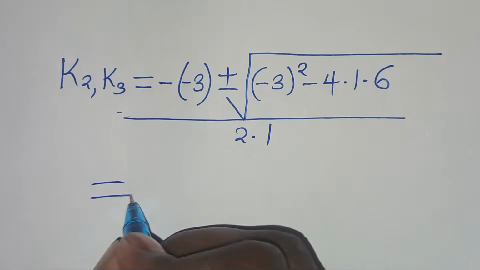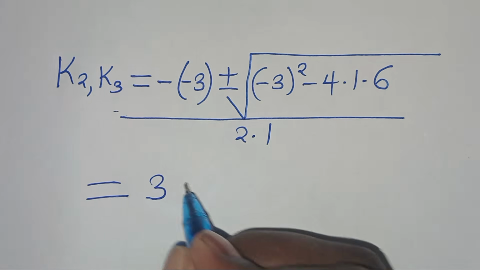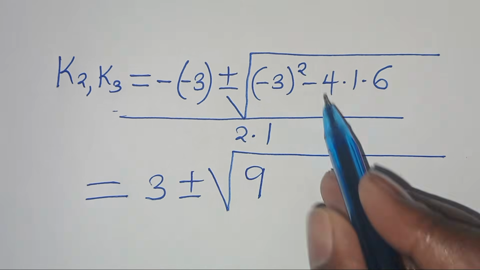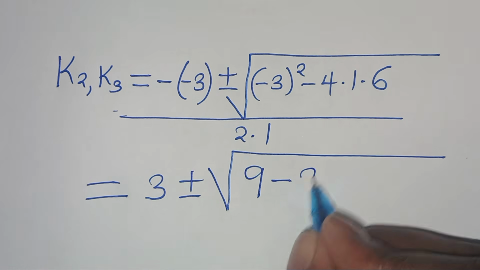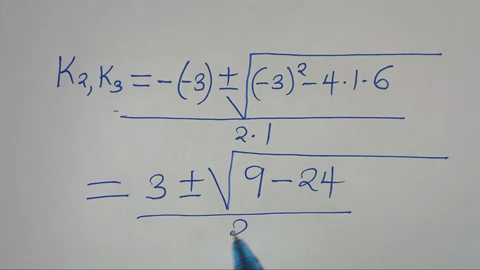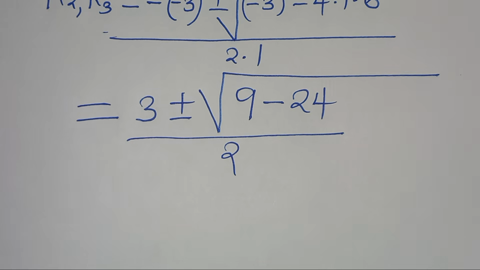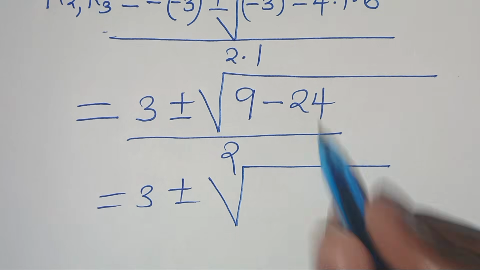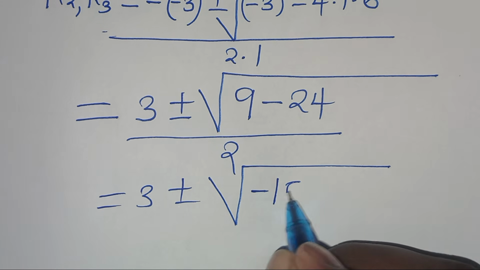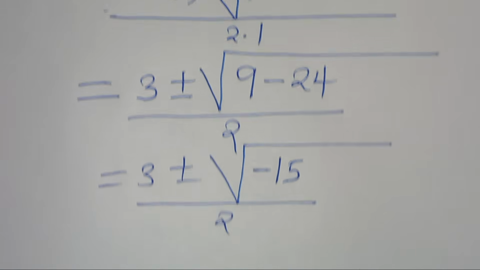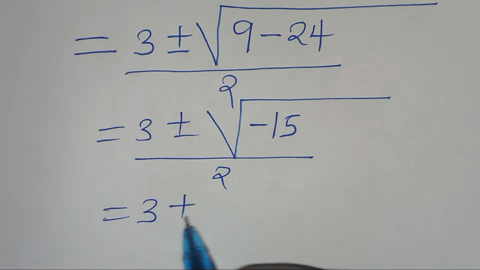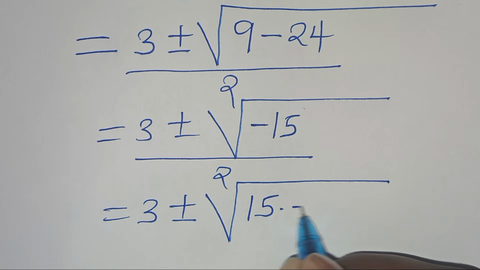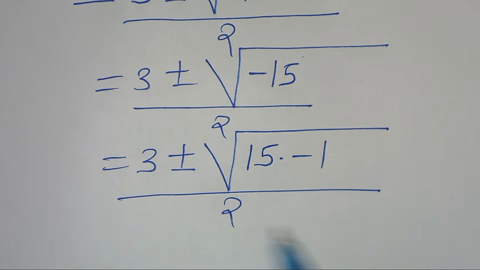Now this means that minus times minus 3 is 3, plus or minus the square root of minus 3 squared, which is 9, minus 4 times 6, which is minus 24, then divided by 2. So we have 3 plus or minus the square root of 9 minus 24. This is equal to minus 15, then divided by 2. So this is equal to 3 plus or minus the square root of minus 15, which we can write as 15 times minus 1, then divided by 2.